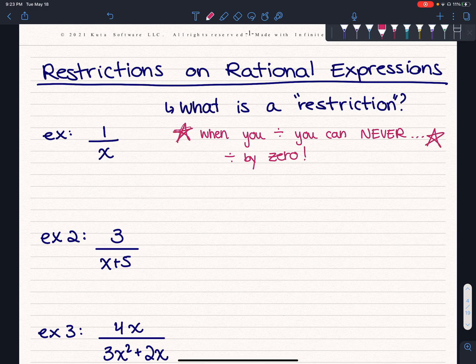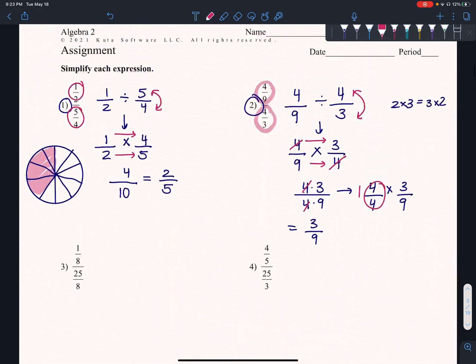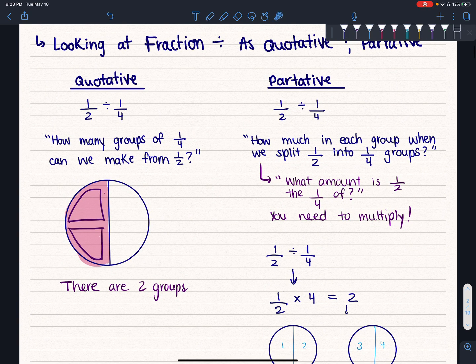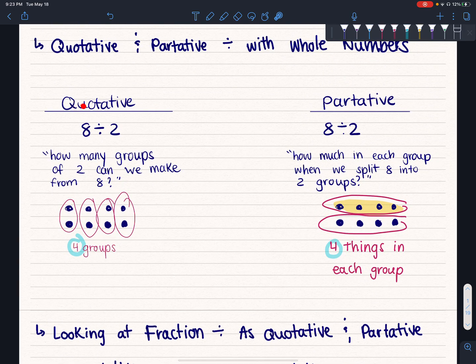And this is something your teachers have told you forever and ever. You can't divide by 0. The reason for this is, if we go back up to our description of what division is, the quotative, if we look at our example of 8, and we instead asked 8 divided by 0, then the question would be, how many groups of 0 can we make from 8? We can't make any groups of 0. That doesn't make any sense. And in the partitive example, 8 divided by 0 would be how much in each group if we split 8 into 0 groups. Again, there is no such thing as 0 groups. That also doesn't make any sense. So that's why we can't divide by 0.